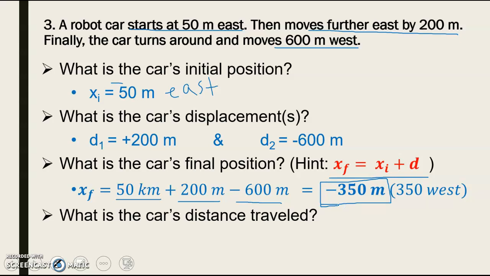All right, what is the distance traveled? Remember, for distance, you add everything up. We went 200 one way, 600 another way. That's a total of 800 meters traveled by this robot car.